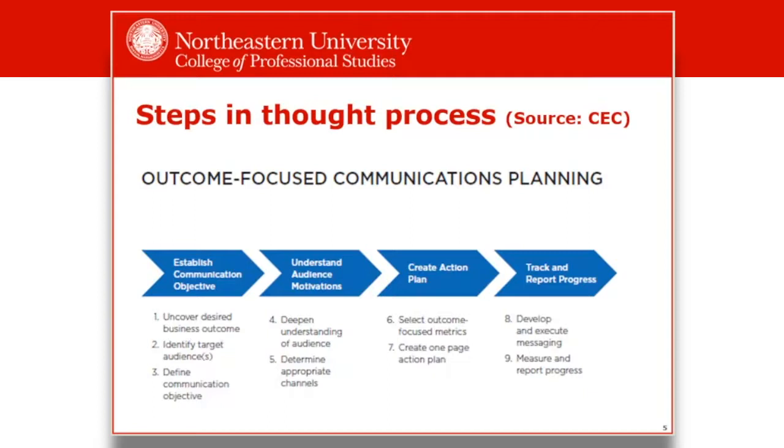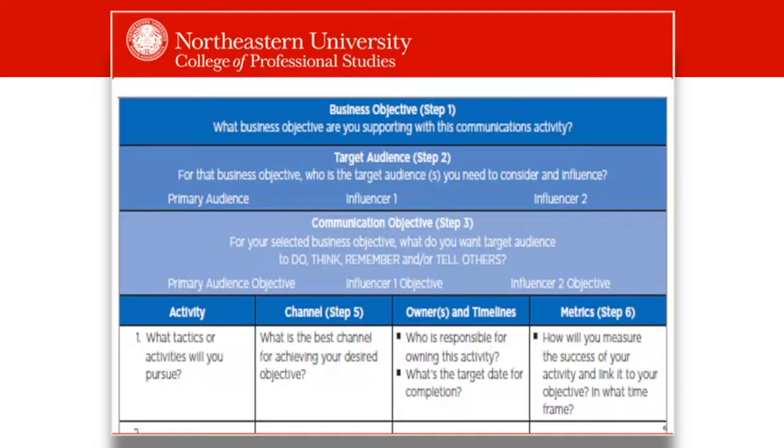So the steps are: establish your communication objective, understand your audience, its motivations. Talked a lot about this in week one, didn't we? What are your audiences thinking and feeling? Create an action plan that includes success measures and what channels you're going to use, and then track and report progress. And obviously, if you're not tracking, monitoring what's going on with your plan, if it's a 2-month plan, a 12-month plan, you're not really going to know what's going on with that plan and how effective you're being. So you need that tracking and reporting piece.